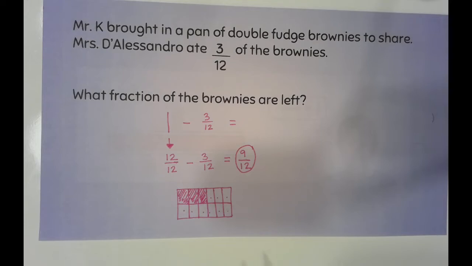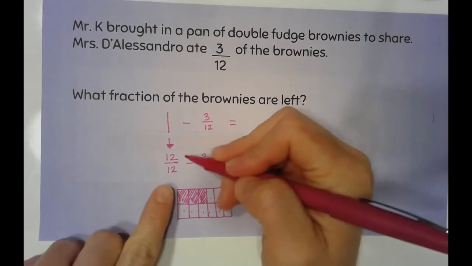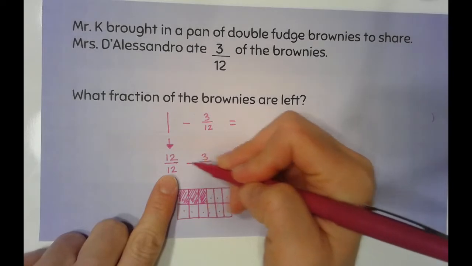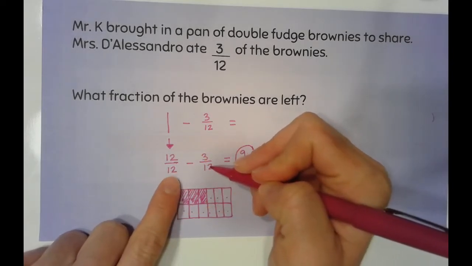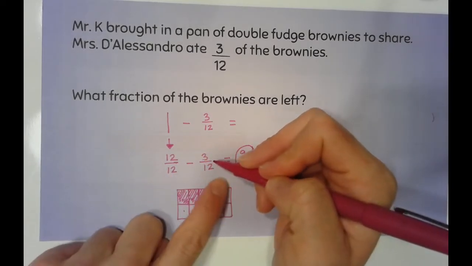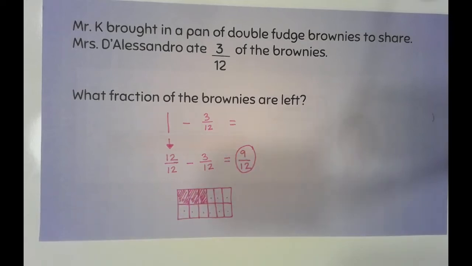Okay. So, whenever you subtract fractions, if you are starting with a whole and taking some away from it, you have to change that whole into fractional form. So you have to turn it into a fraction that has a denominator that is the same as the denominator you are subtracting so that you can solve the problem.